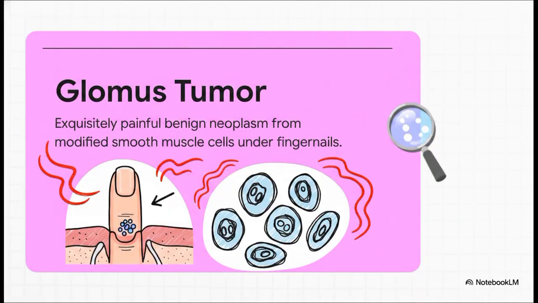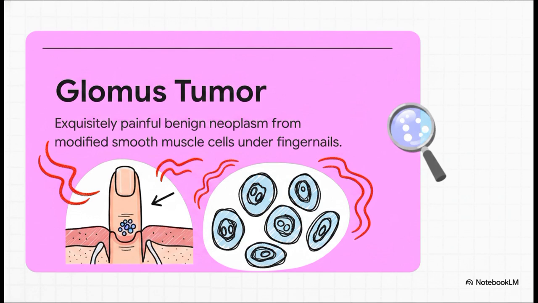We've got to start this section with the glomus tumor. This is a benign neoplasm, but it is exquisitely painful. Interestingly, it doesn't actually arise from endothelial cells. Instead, it comes from modified smooth muscle cells of glomus bodies. These are specialized little structures involved in regulating your body temperature, usually located at the very ends of your digits, typically right under the fingernails. So you've got a tumor originating from support cells, not the vessel lining, and its absolute hallmark symptom is just intense, extreme pain.